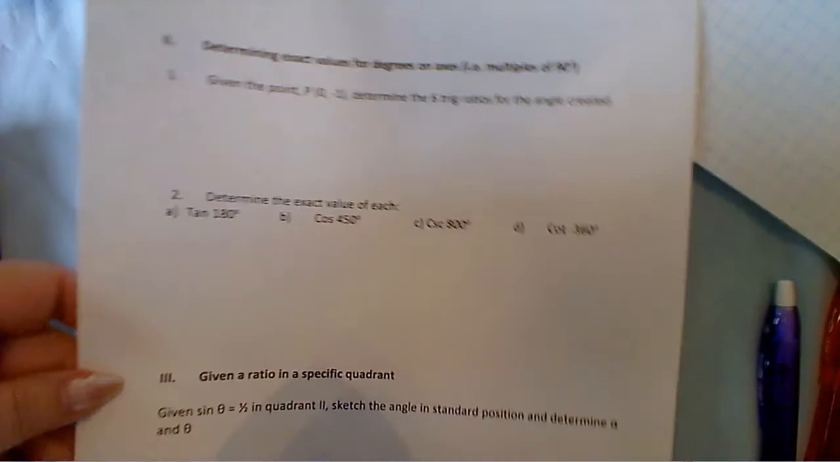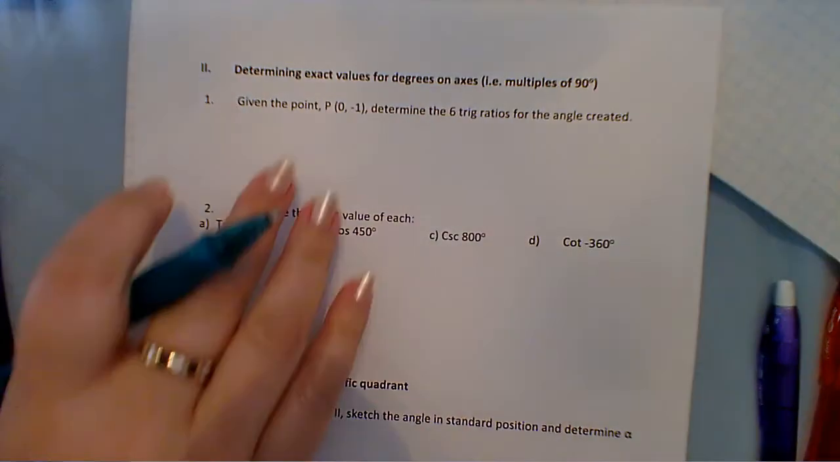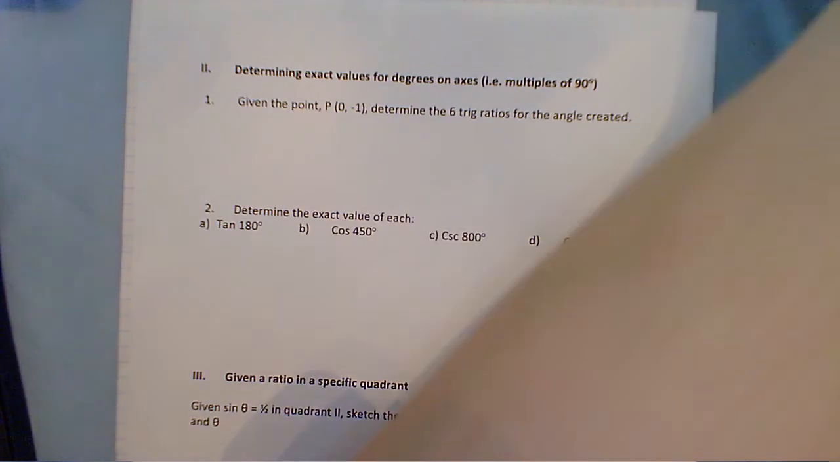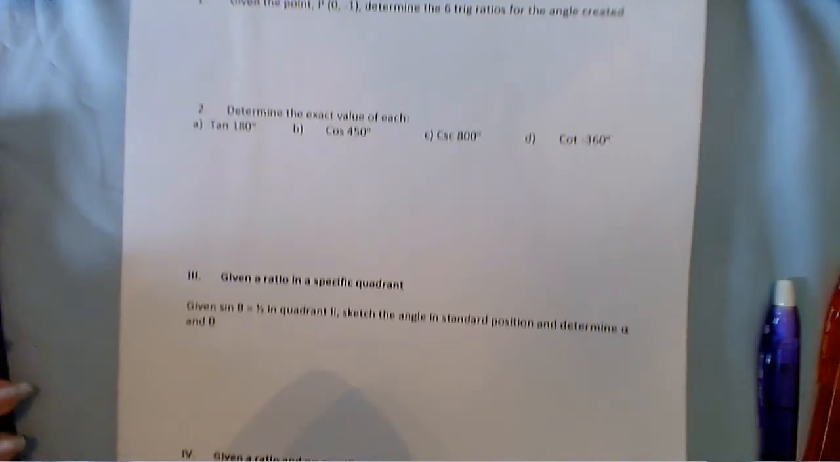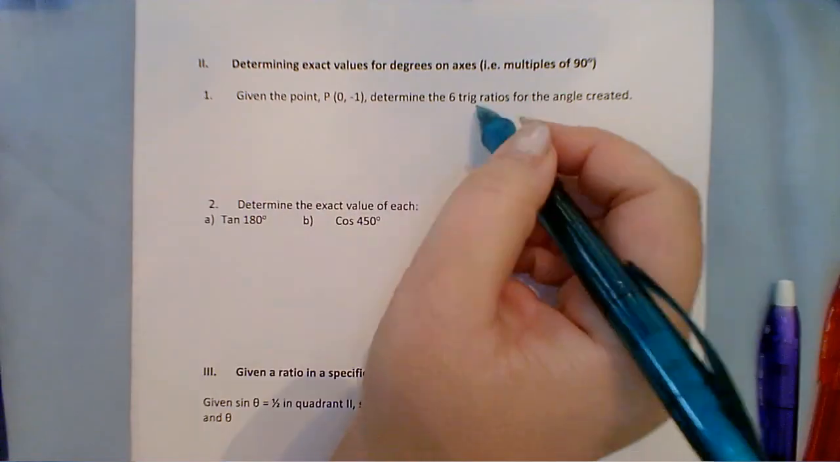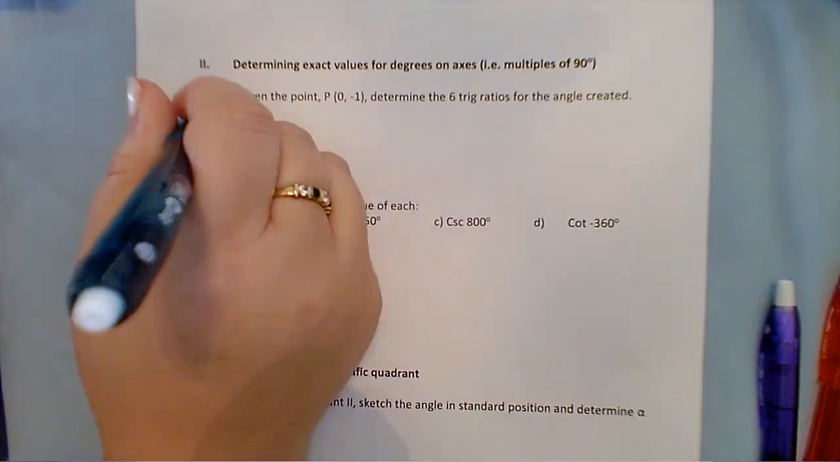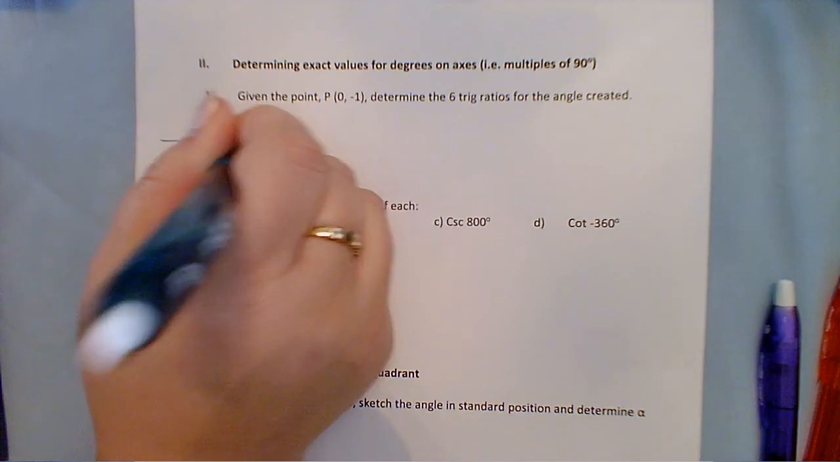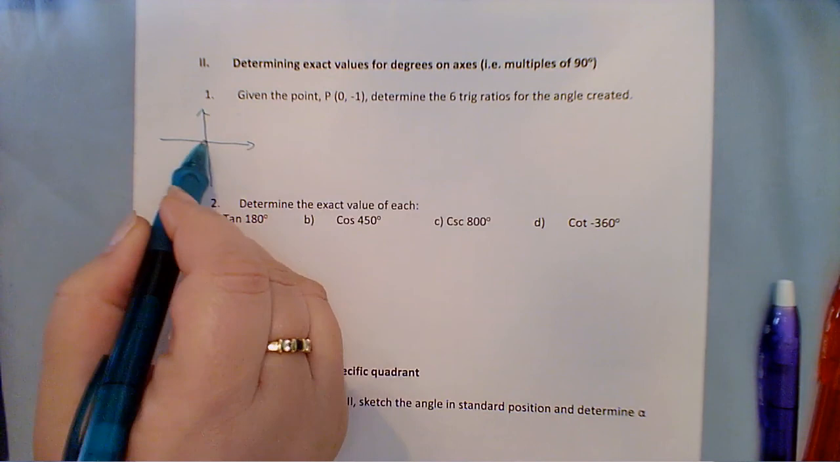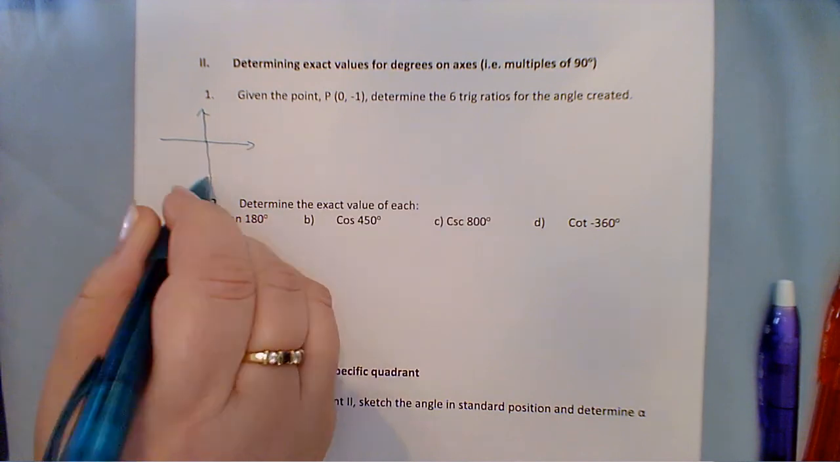All right, let's continue on. How about if I give you an exact value and I ask you to give me back the ratio? So given the point (0, -1), what are the 6 ratios created? So let's think about the location here. On that unit circle, where would we see 0 and -1? So 0 on the x, -1 on the y.